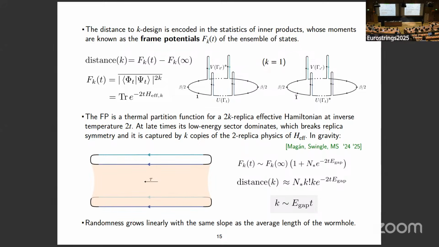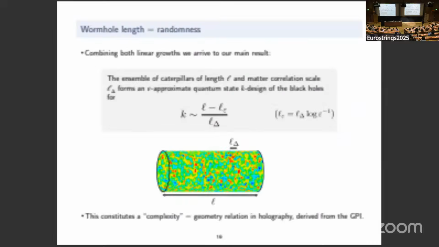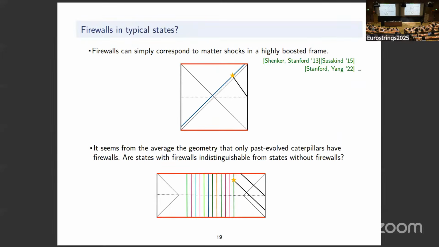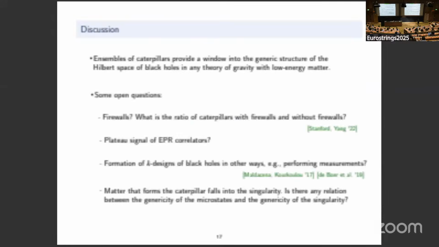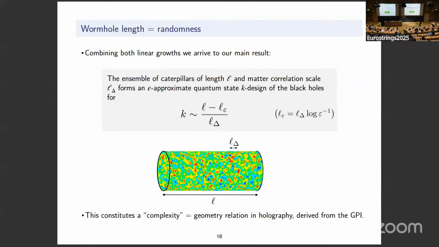Okay. So what we showed here is that randomness grows linearly with the same slope as the average length of the wormhole. So combining both linear growths, we get our main result, which is that the ensemble of caterpillars of length L and matter correlation scale L delta forms an approximate quantum state K design of the black hole for a K which grows linearly in L over L delta.